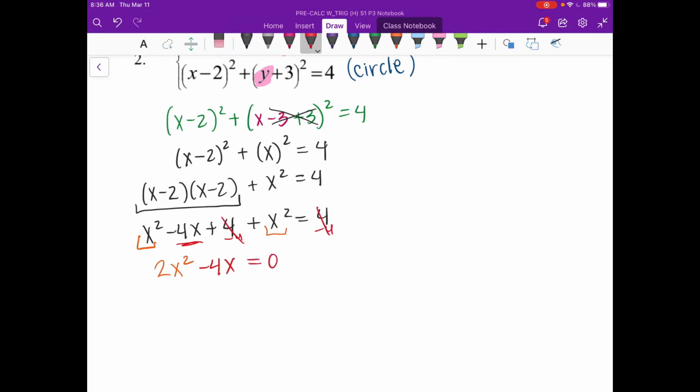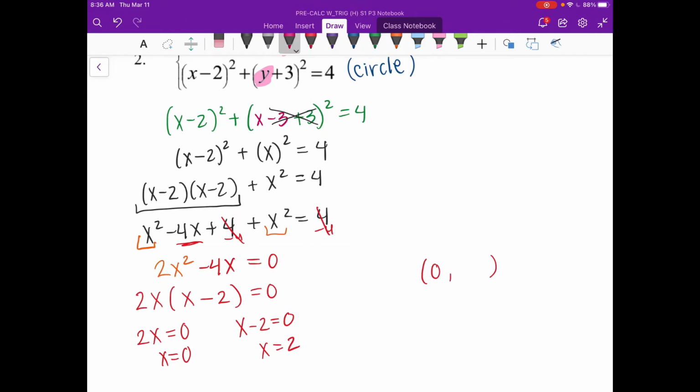Okay? Then I can factor out an x. So x comes out. Actually, 2x can come out. Then I have x minus 2. And when I set each of those factors equal to 0, 2x equals 0, and x minus 2 equals 0, I get x equals 0, x equals 2. Okay? So then keep going. You also have to figure out where these are intersecting. So again, these x values are just the first number in your coordinate point. And this one's going to be 2 something. So we got to figure out what that y value is going to be.